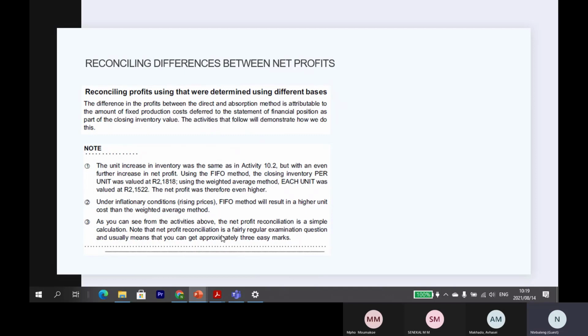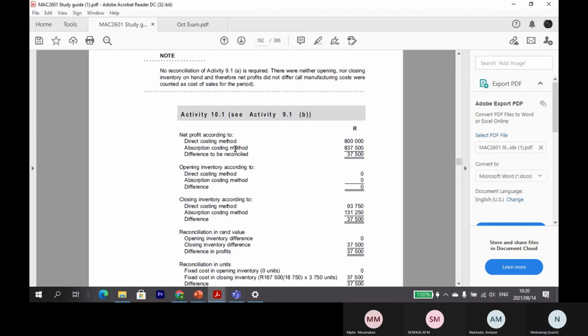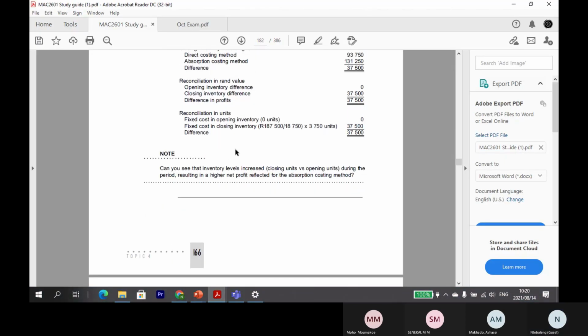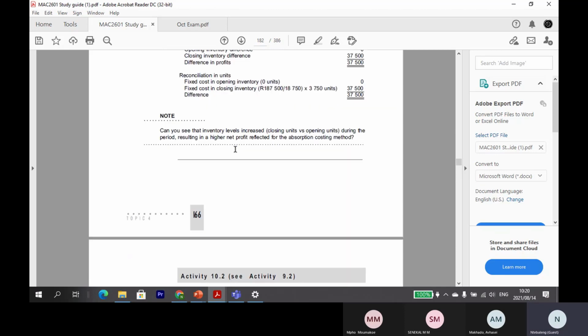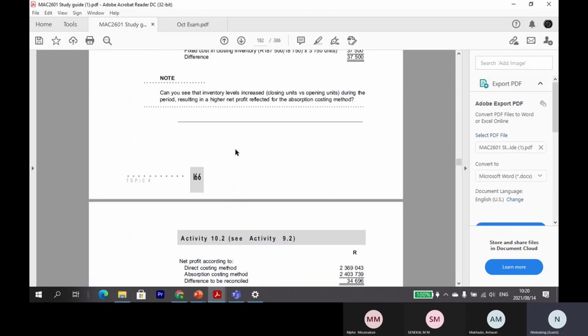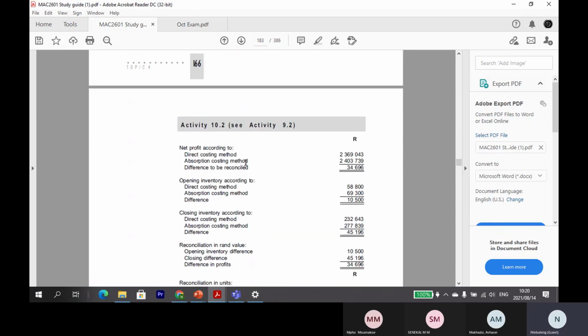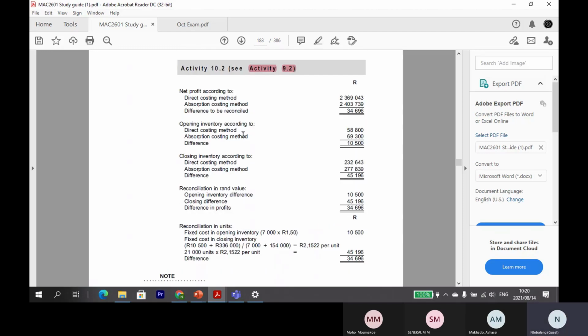So let's look at activity 10.2, but yeah, let's go to 10.2. When you don't have your closing inventory, you won't have any differences. So let's look at what method we are using. Oh yes, let's look at which examples they were using here. Oh, activity 9.2. Let's look at it.